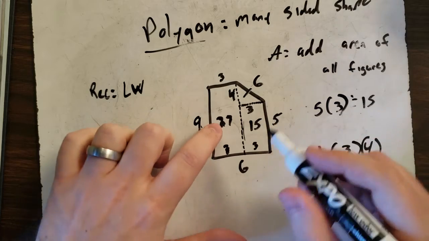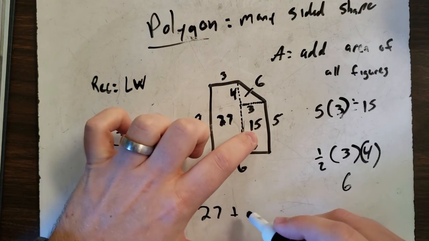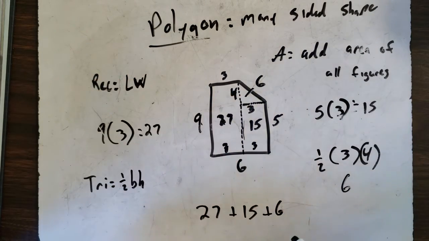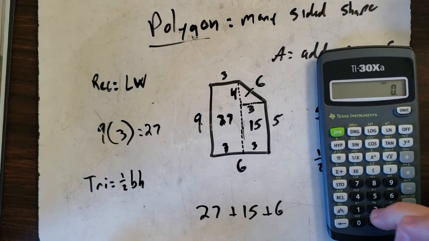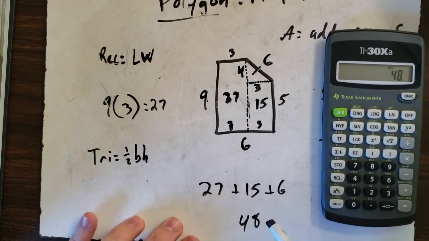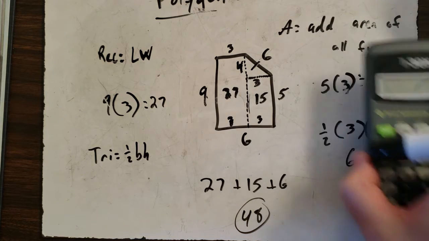So we need to add 27 plus 15 plus 6. Okay? 27 plus 15 plus 6 equals 48. And that's it, okay?